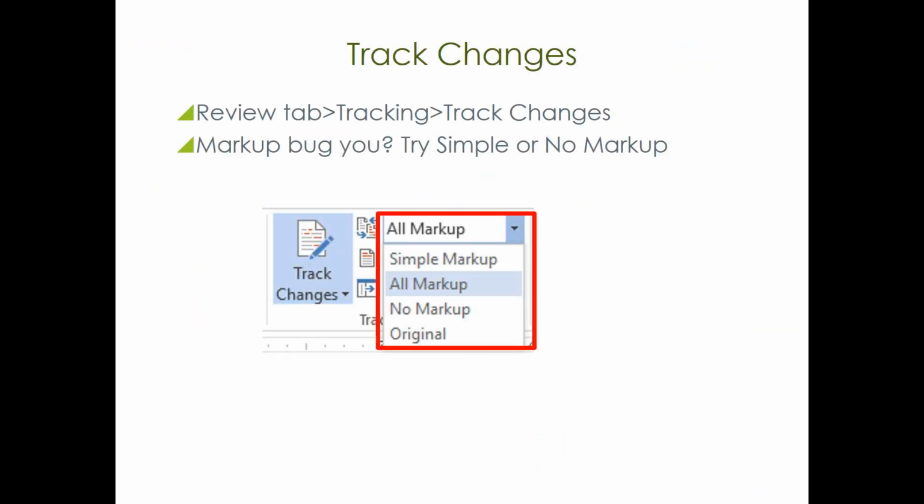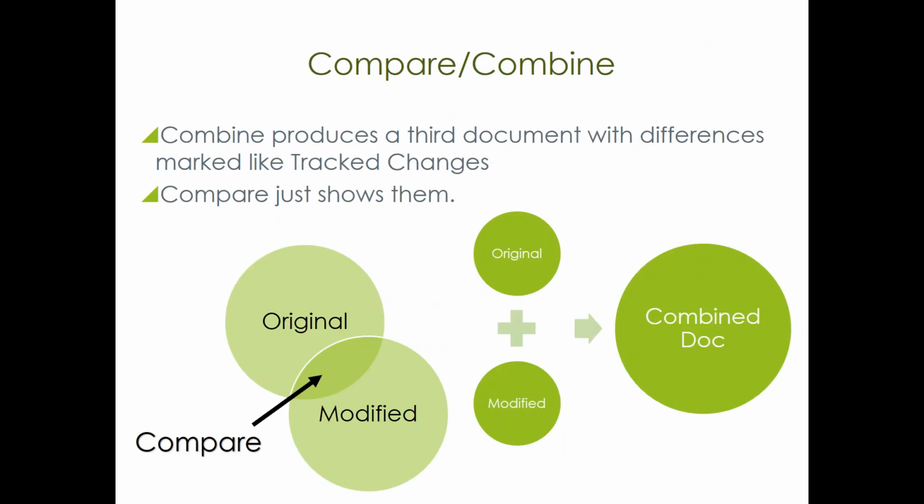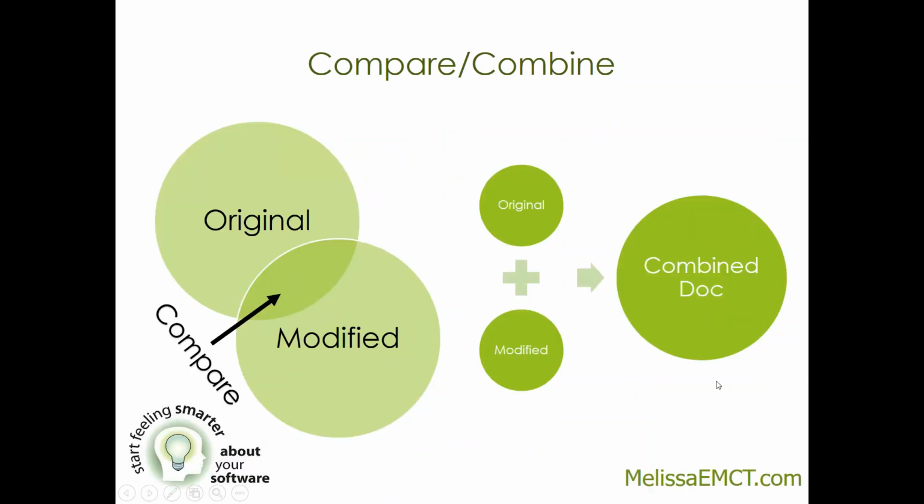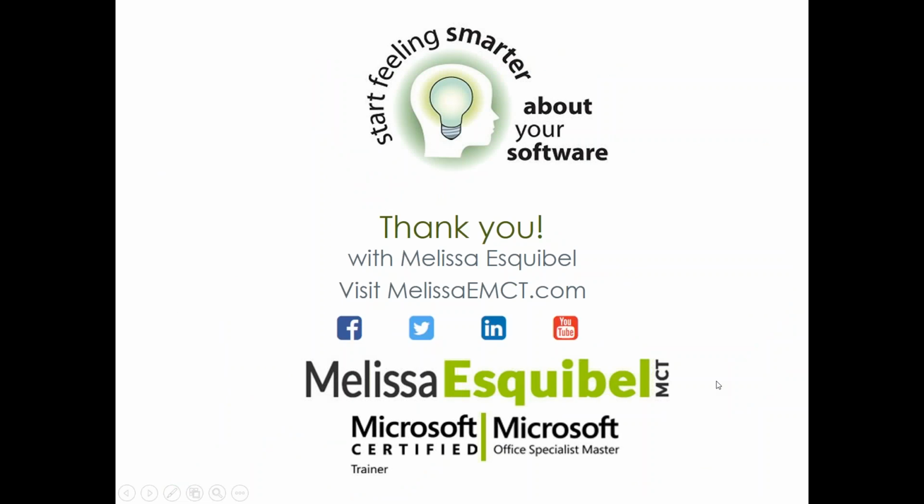So track changes, turn it on. Simple or no markup. Compare combine. The difference between compare and combine: combine creates a third document. Compare just shows it to you. That's it. If somebody turned track changes off because they figured out how to do it, don't fret, just get their version of it, turn combine on, and then you'll get a third document that will show your last best version with theirs as revisions. So that will work there.